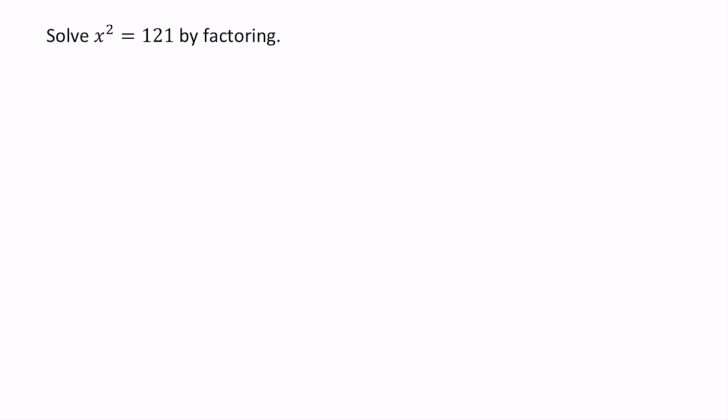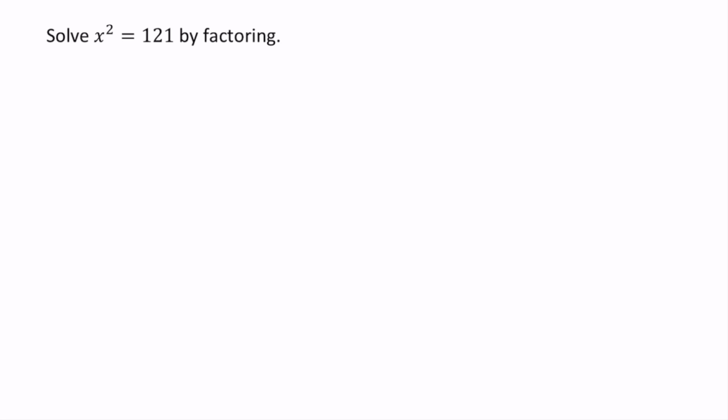In this video, we solve the quadratic equation x squared equals 121 by factoring. Now, at first glance, you would think to just square root both sides and get x equals plus or minus 11 and you're done. But because the question asks to solve by factoring, we have to go by factoring.